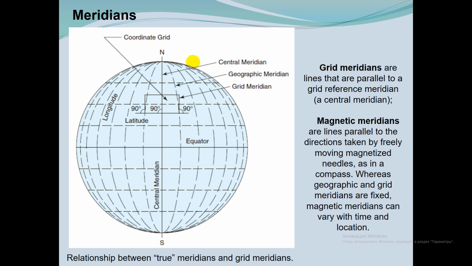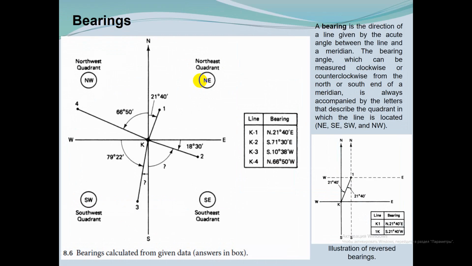Meridians are important to the surveyor because they are used as a reference direction for surveys. All survey lines can be related to each other and to the real world by angles measured from meridians. These angles are called bearing and azimuth. So, about bearing.